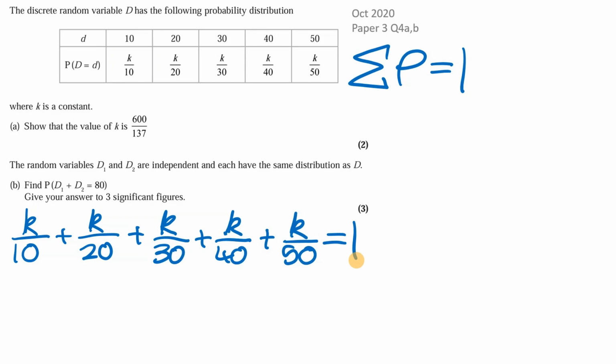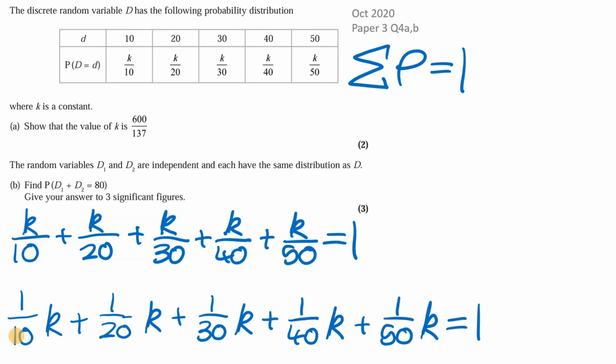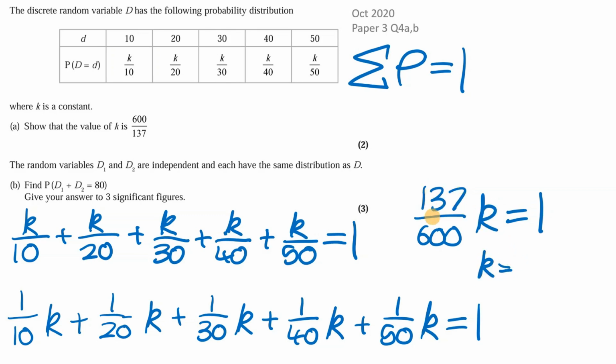I'm going to quickly rewrite this like this here, where I've written k over 10 as 1 over 10 k, and then k over 20 as 1 over 20 k, and so on, to make it a bit easier to show how we're adding these all together. So 1 over 10 plus 1 over 20 plus 1 over 30 plus 1 over 40 plus 1 over 50, if you put it into your calculator, is equal to 137 over 600. So this here is going to be 137 over 600 k, and this is equal to 1. So therefore, if we divide both sides by 137 over 600, k is equal to 600 over 137, and this is the value of k.